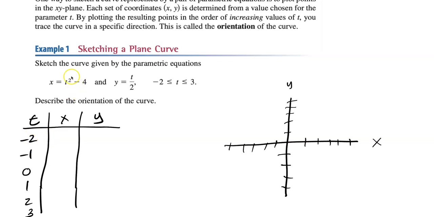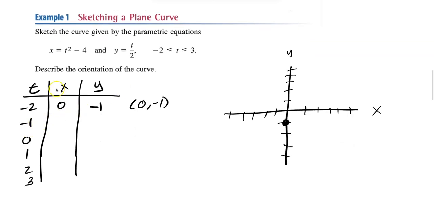We're going to plug negative 2 into here. Negative 2 squared minus 4 is going to be 4 minus 4, which is 0. And then plug negative 2 into here. Negative 2 over 2 is negative 1. So we have a point, 0 and negative 1. That's our first point right there. And then we're going to keep on doing this. So plug in negative 1. Negative 1 squared is 1. 1 minus 4 is negative 3. Negative 1 to here is negative 1/2. So we get negative 3 and negative 1/2. So that's going to be right here-ish.